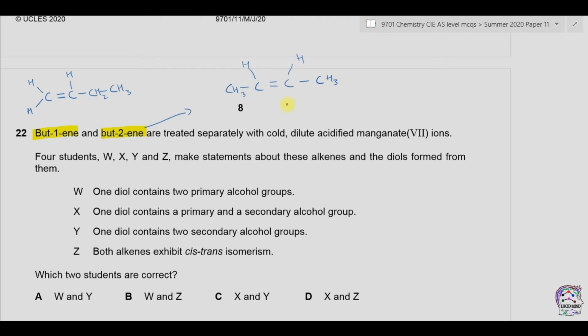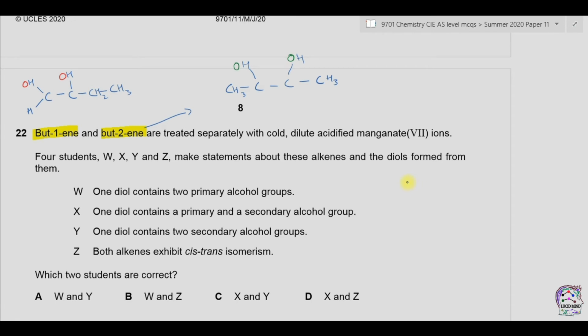Both of these react to form diols. So the diol formed will be like this. OH group on this carbon atom and OH group on this carbon atom, and the double bond is converted into a single bond like this. And with but-2-ene we have an OH group on each of the double-bonded carbon atoms, and the double bond is also converted into a single covalent bond. So we have two different types of diols.